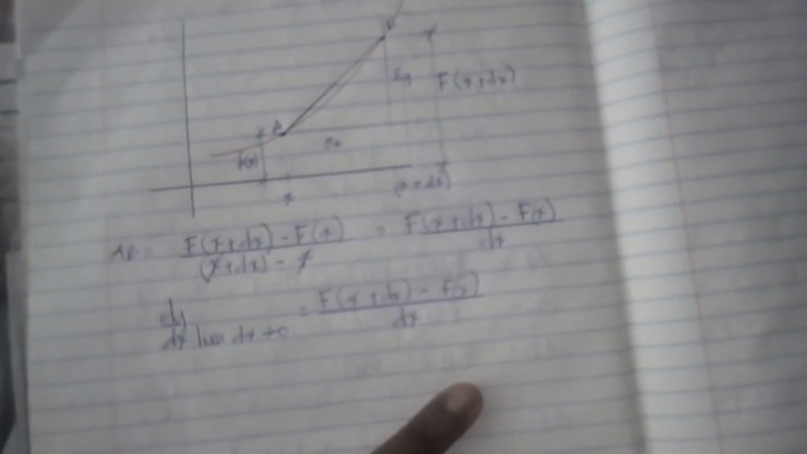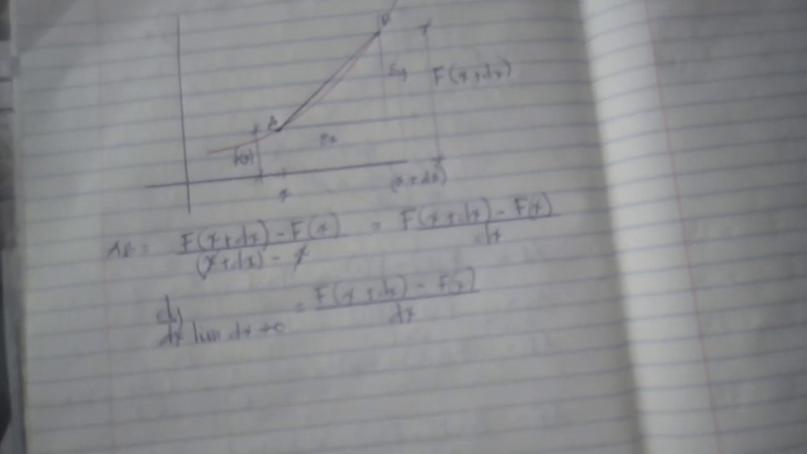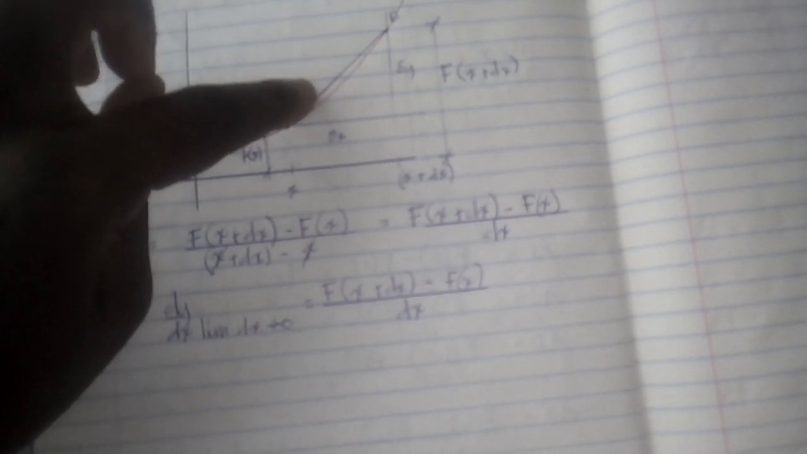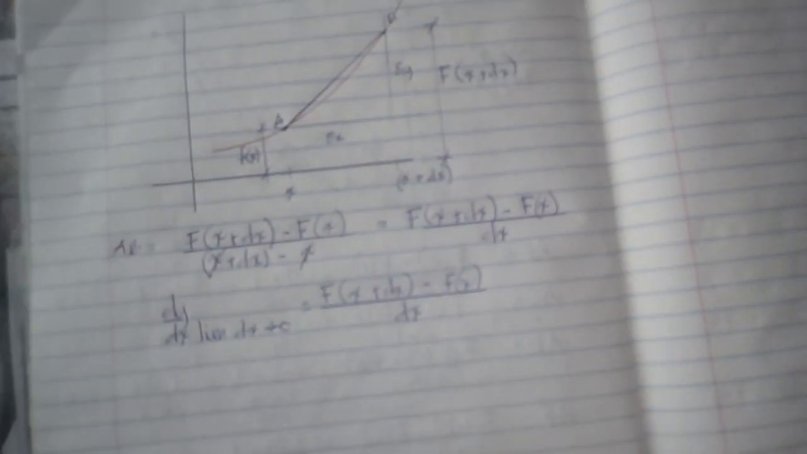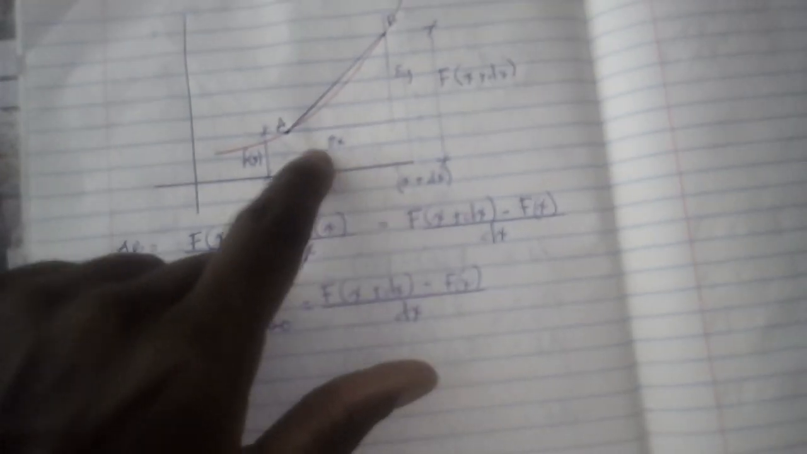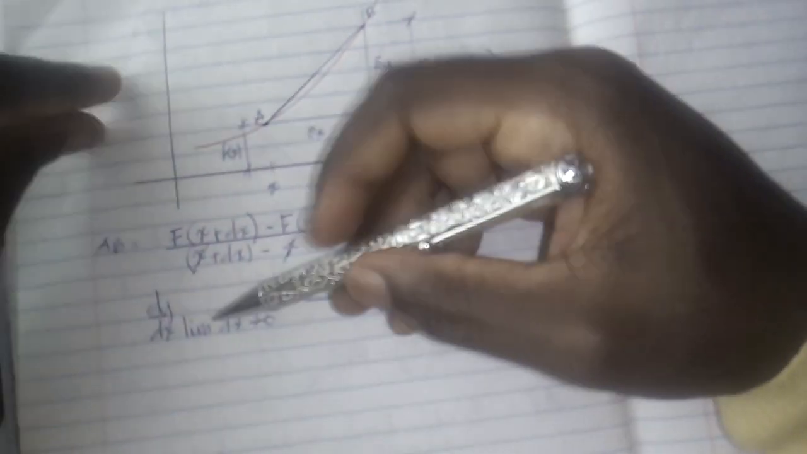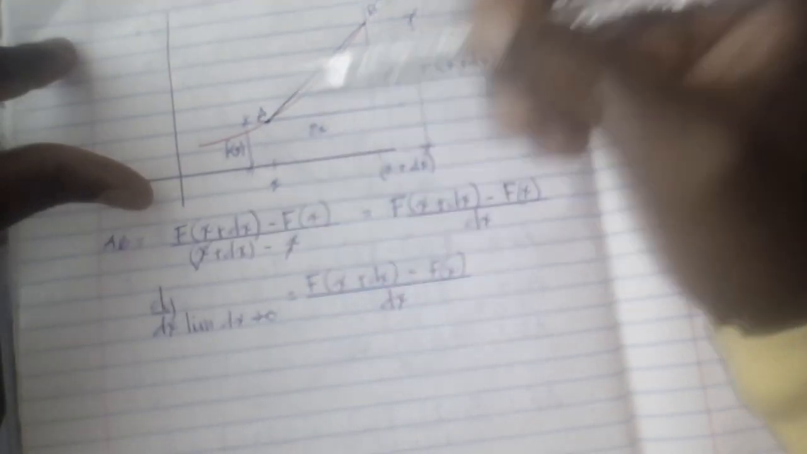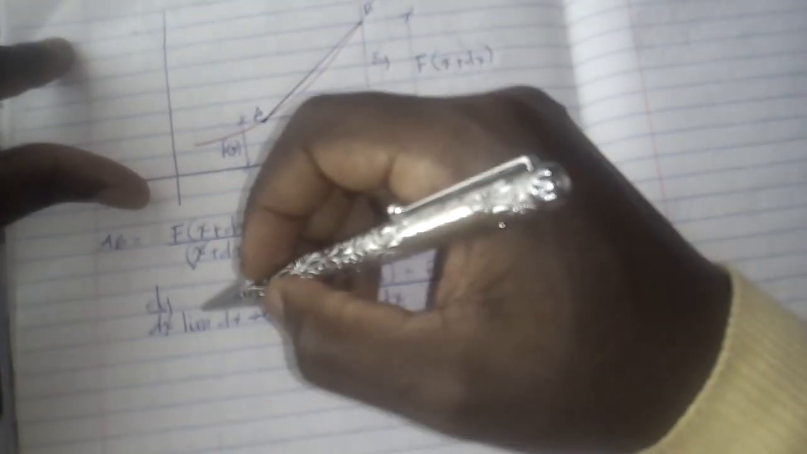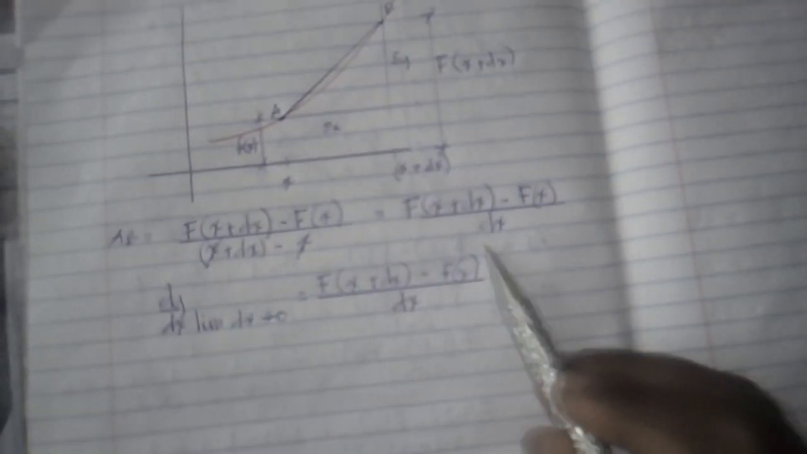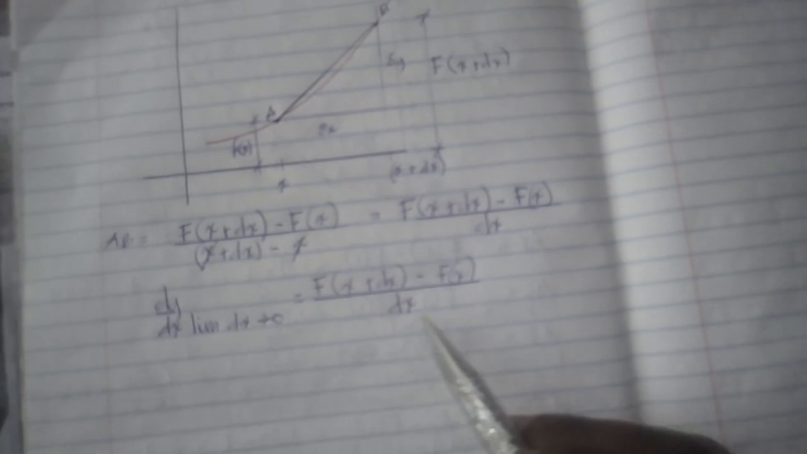Limit dx tending to 0, because as B moves closer and closer to A, it will approach a limiting value, and dx ultimately will tend to 0. That's why we are putting this dy/dx, which is the differentiation of the curve, with limit dx tending to 0. So this right here is the formula for differentiation by first principles.